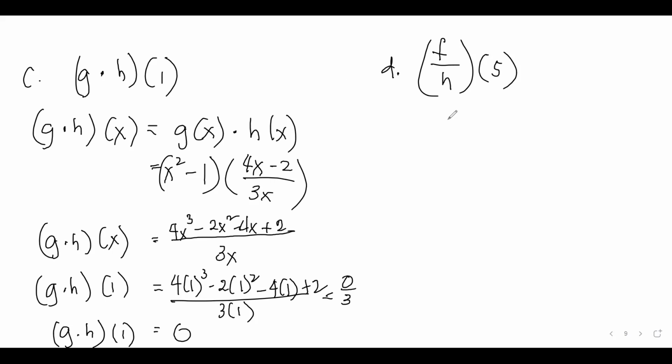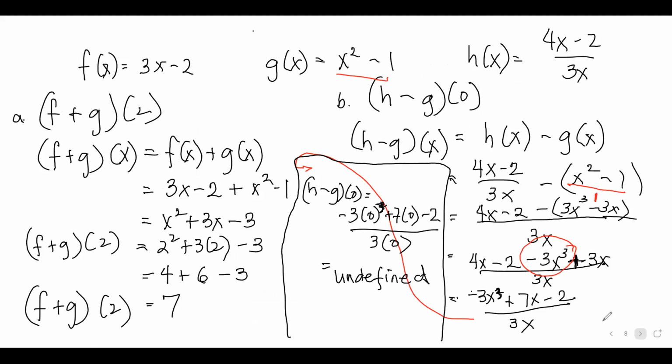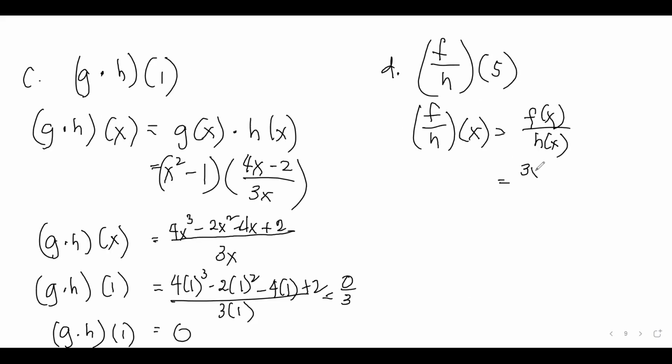Okay. D. We have F over H of 5. Ay, F over H muna. F over H of X is equal to F of X over H of X. What is F of X? 3x minus 2, over what is h of x? That is 4x minus 2 over 3x.